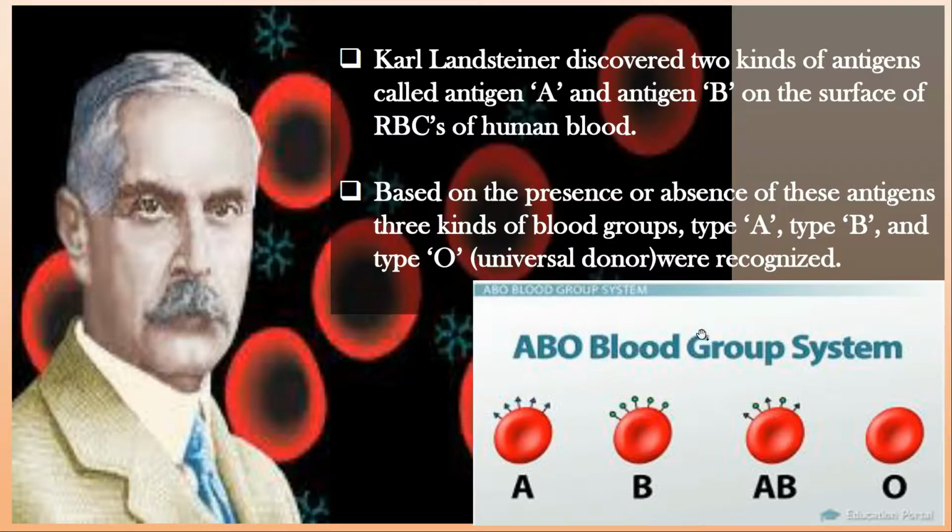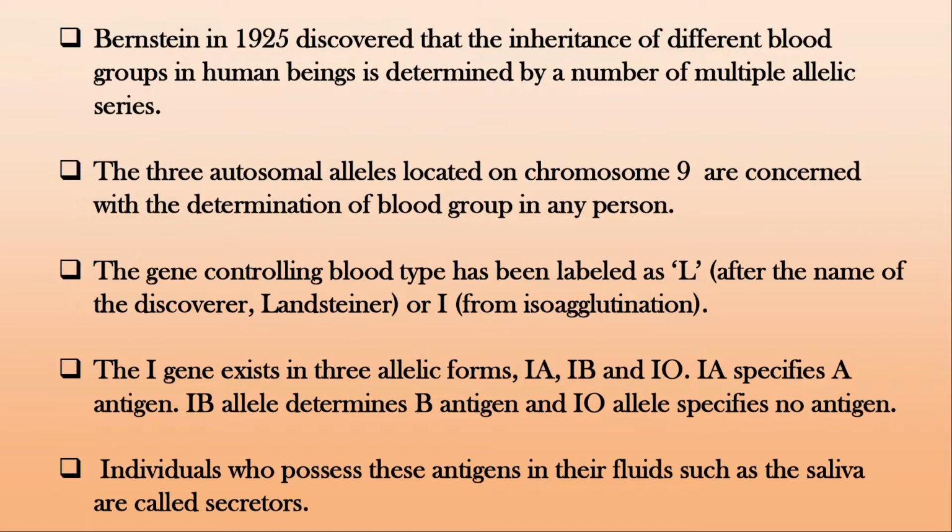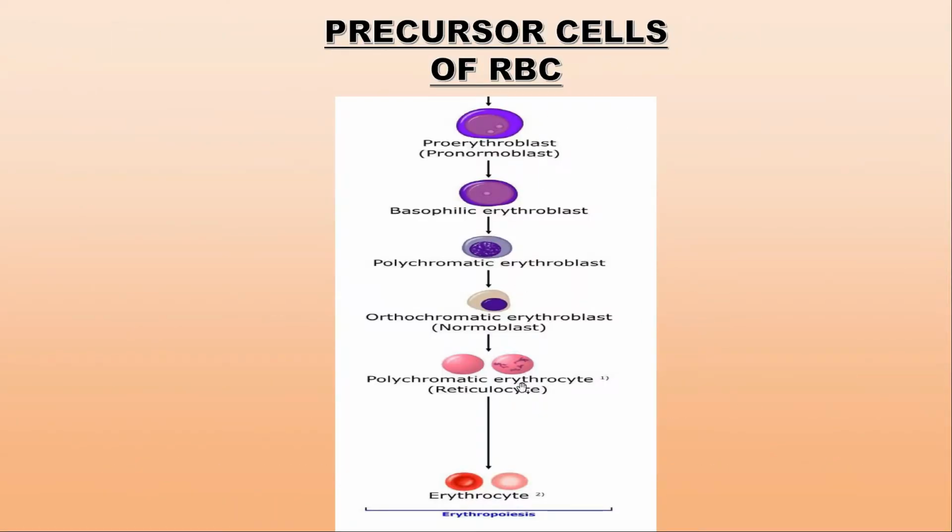In 1902, two students of Landsteiner found that when a person has both antigen A and B, that group is called AB group. This was discovered by Decastello and Sturli in 1902. And these are the precursor cells of the RBC.